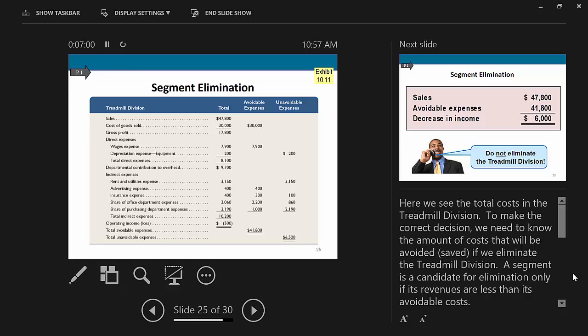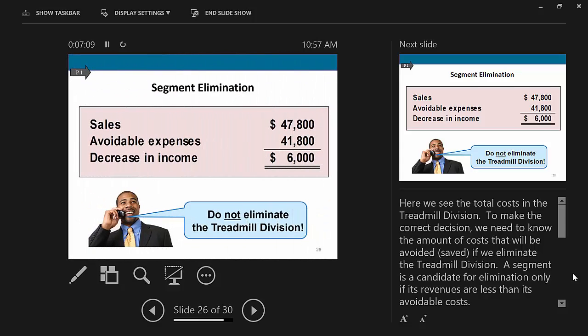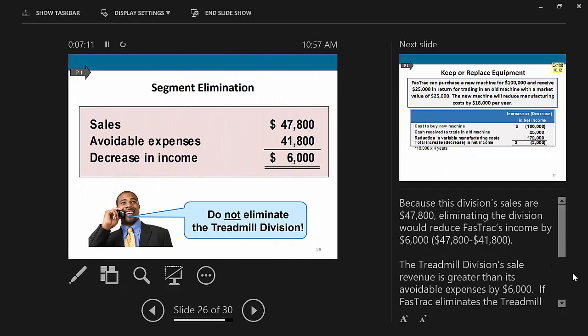Should we get rid of it? Yes? So you're going to give up those? Oh, you said no? So we're not going to give up. I thought somebody said yes. So we're not going to give up this additional sales just to eliminate cost of $41,800.